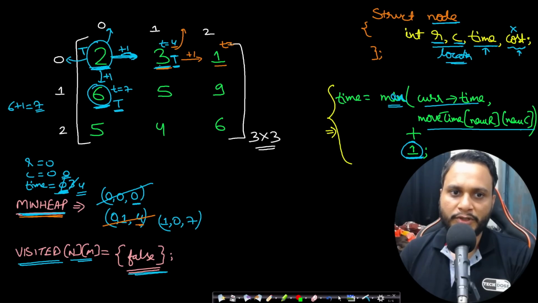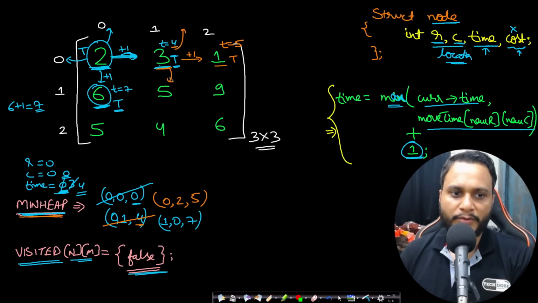So I can reach this 0 comma 2 at time t equals 5. Okay, and I will mark it as visited. That means this is now done. We will not reprocess it, and I will push it back into the heap. So what will be pushed? Row number 0, column number 2, and the time is 5.